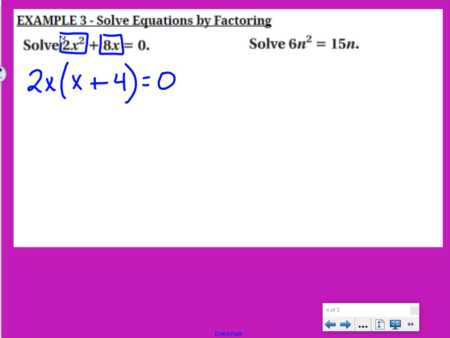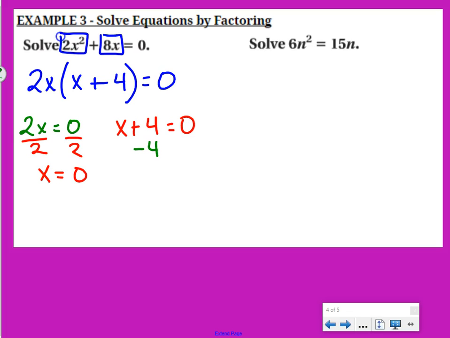So again, you should be able to distribute and get back to the original equation. Now that we're in factored form, we can use our zero product property. 2x equals 0 and x plus 4 equals 0. Solve the equations. Divide by 2 on both sides. We get x equals 0 divided by 2, which is 0.